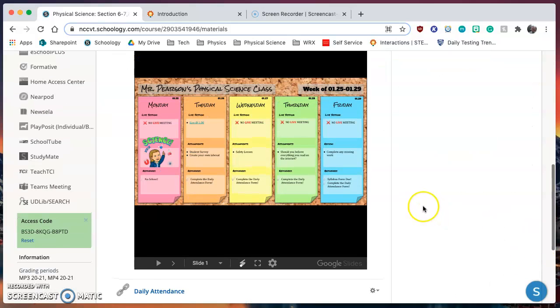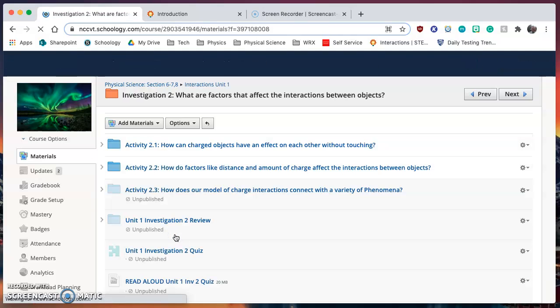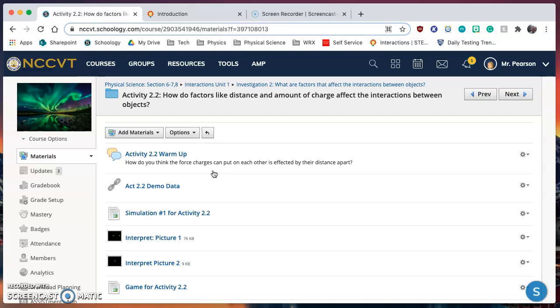We are moving on to Unit 1, Investigation 2, Activity 2. Our big question: how do factors like distance and amount of charge affect the interactions between objects? We start out with a warm-up. How do you think the force is going to change?